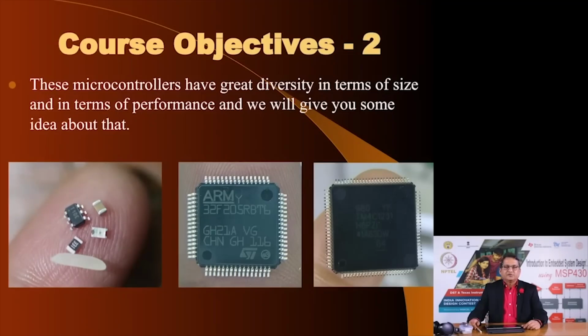Then we will go into details of how the embedded computer is implemented. There are many ways of implementing the embedded computer. One of the popular methods is using a microcontroller. Microcontrollers are nothing but a complete computer on a single chip. These microcontrollers have great diversity in terms of size and in terms of capabilities, that is their performance. In this slide you can see 3 examples of microcontrollers, one which is smaller than a grain of rice, and the rightmost example is something which is about 1 square inch in size.